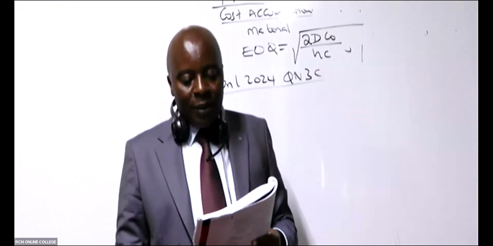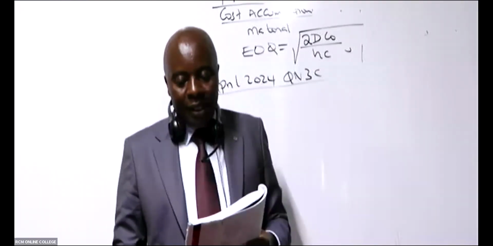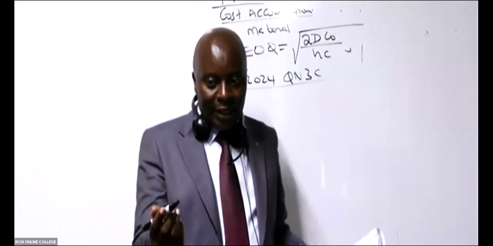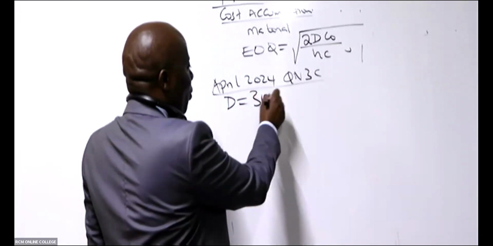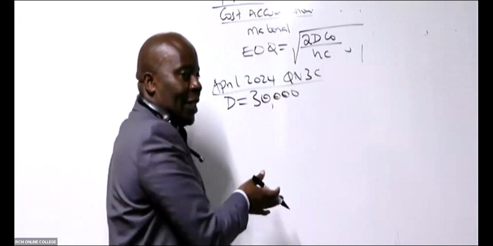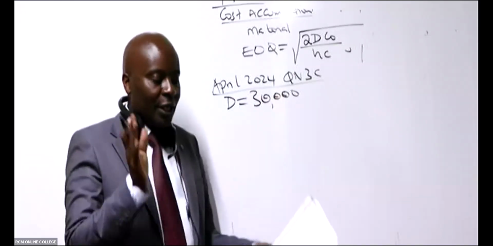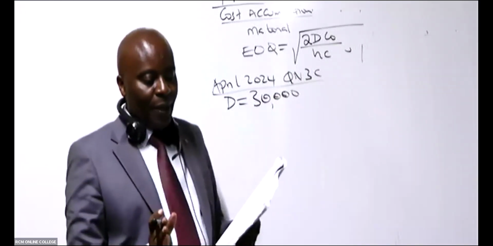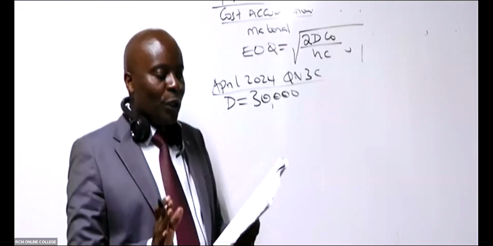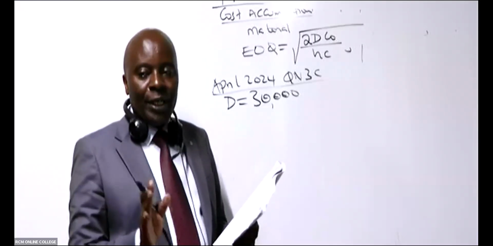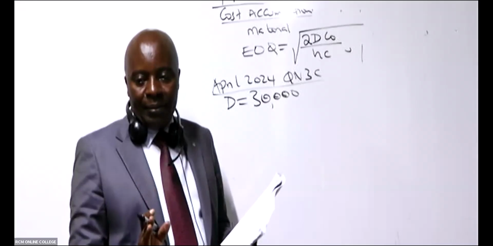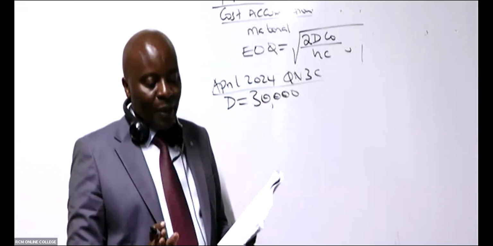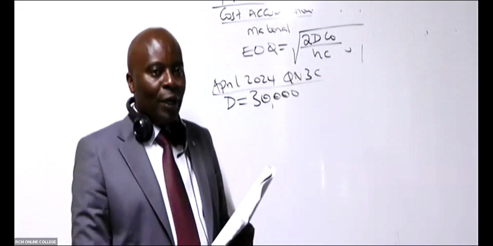The annual sales demand for material Okla is 30,000. They've given us D. So D equals who? Somebody here? D equals annual demand. Remember, annual demand is D. So D equals 30,000. The company is planning to switch its purchasing system to a JIT, what we call just in time, purchasing system to improve efficiency.